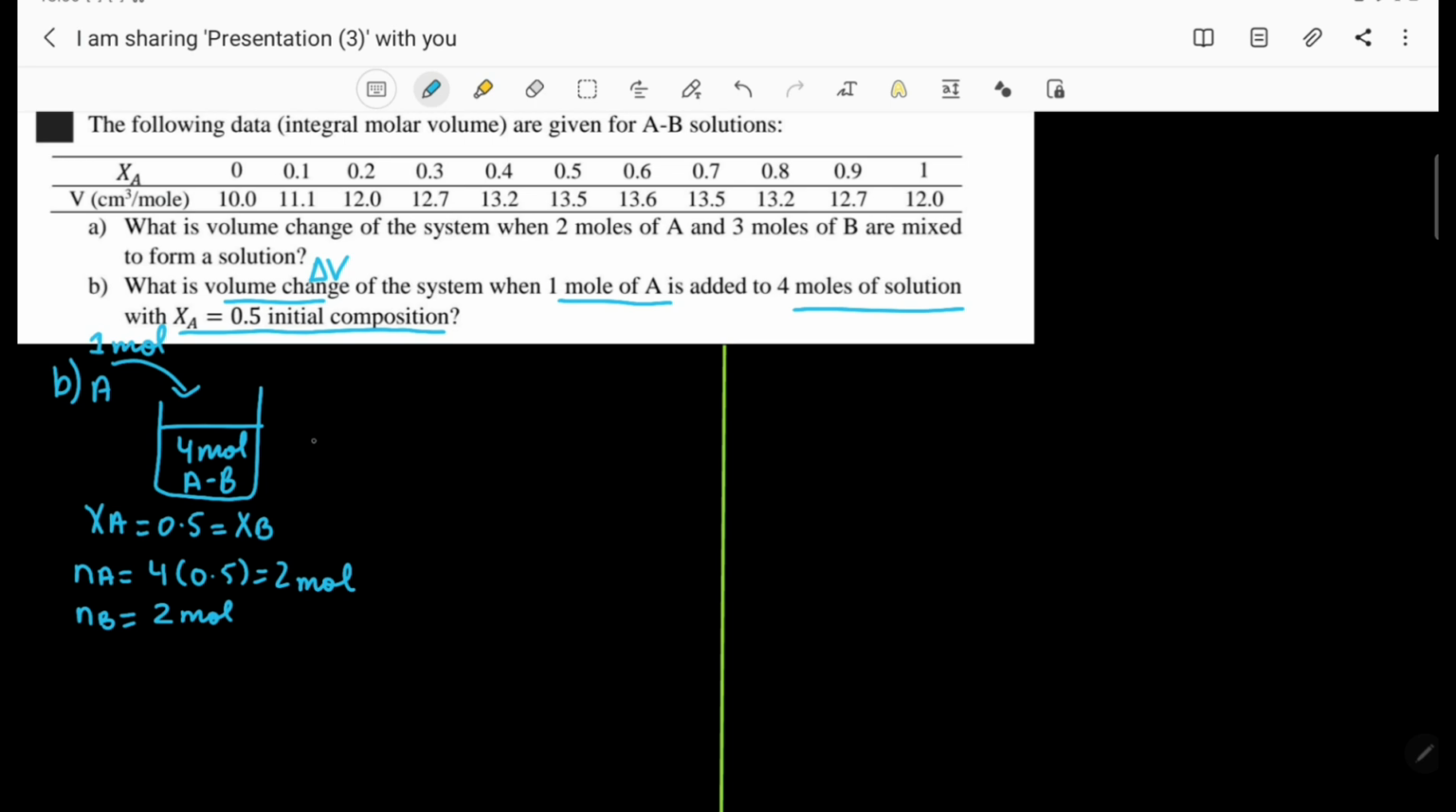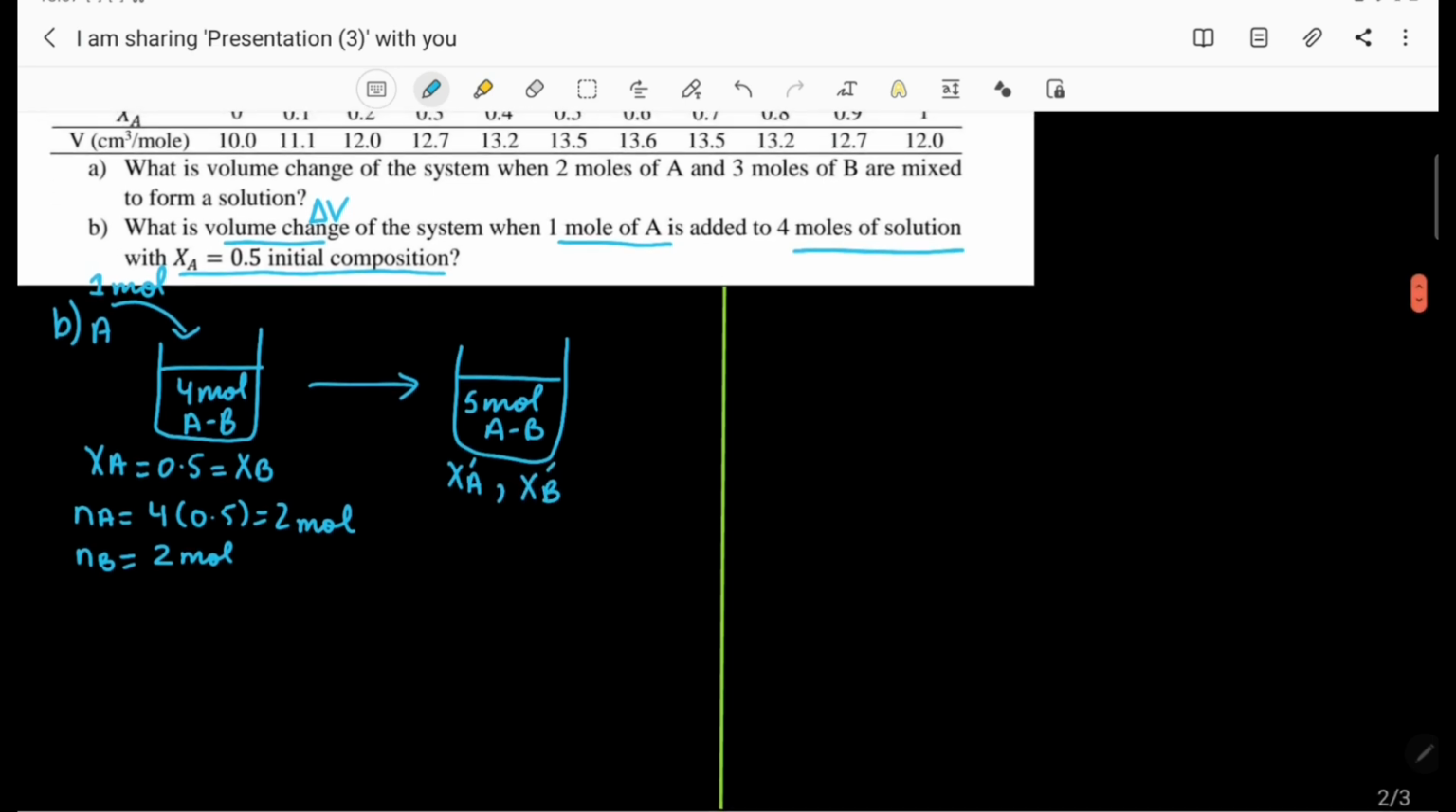All right, so when 1 mole of A is added, we get basically 5 moles of solution of AB, right? So over here, we have a new mole fraction, and we're going to have, obviously, a new mole fraction of A and B both.